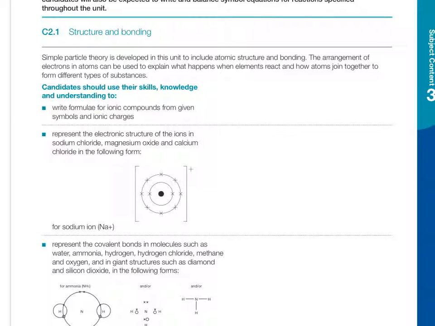In structure and bonding, you look at three different types of bonding. So you look at ionic bonding, you look at covalent bonding, and you also look at metallic bonding as well. We're going to do a quick introduction to each of them and how they work.